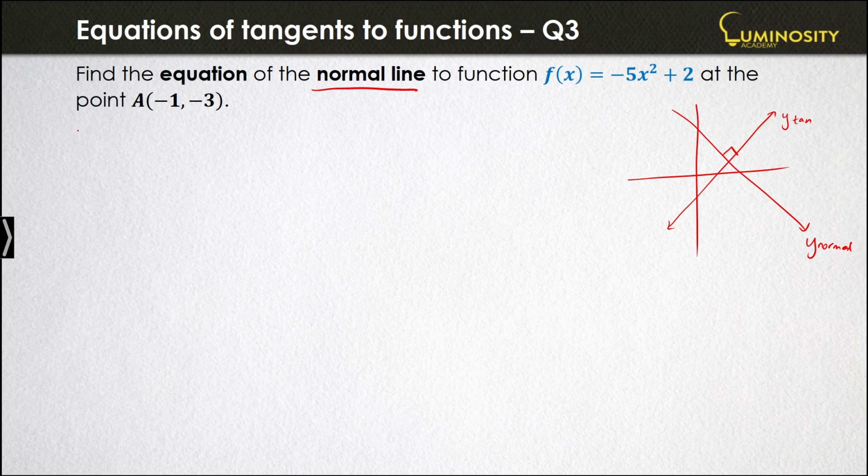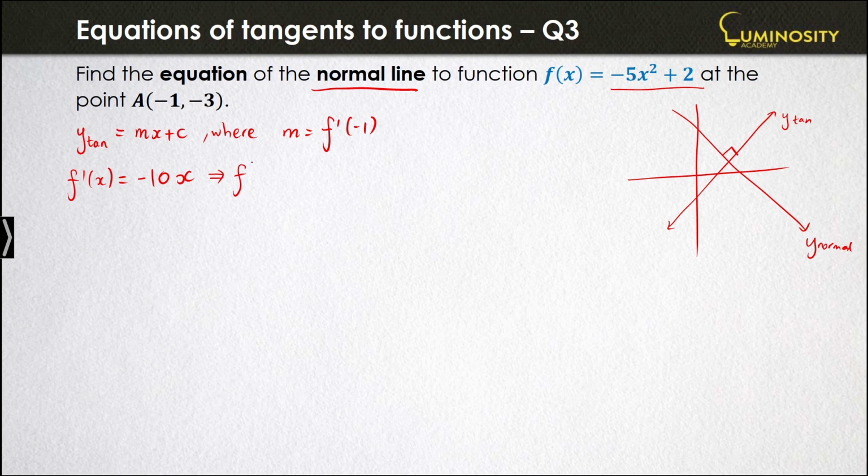So first of all, the tangent line, I'm going to denote by y tan, is mx plus c, where m here, the gradient, is defined as the derivative at that point of contact, negative 1. So first of all, what is the derivative? Well, if I use the power and sum laws here, the derivative will give me negative 10x. Okay, so now if I evaluate at negative 1, I get negative 10 times negative 1 is just positive 10. Okay, so far my y tangent is 10x plus c. Now I can substitute my point of contact, which is negative 1, negative 3.